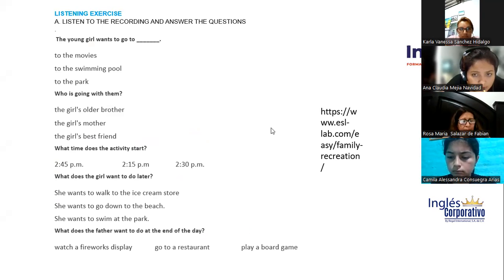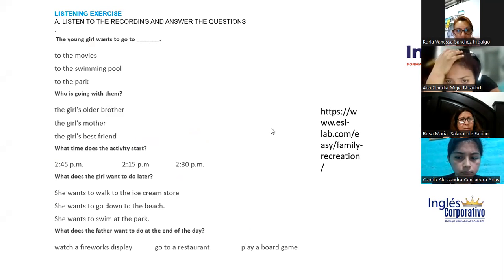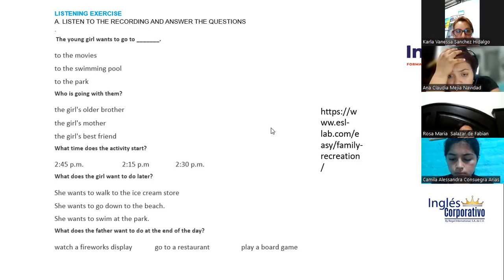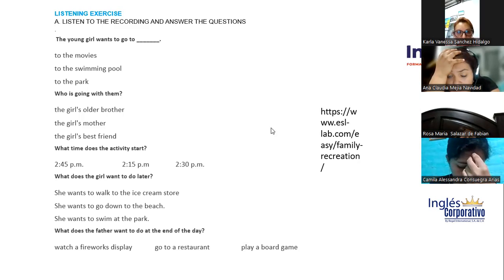Who is going with them? ¿Quién va a ir con ellos? The girl's older brother, mother, or the best friend. La siguiente es, what time does the activity start? ¿A qué horas comienza la actividad? Usted va a elegir la mejor respuesta. Y luego me va a ayudar a contestar.